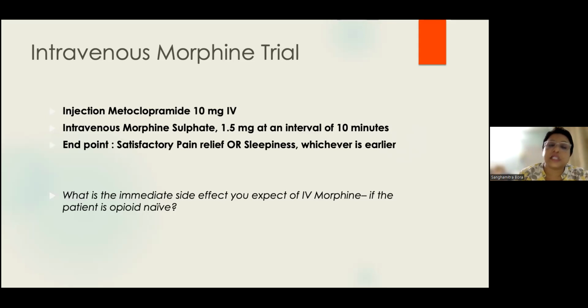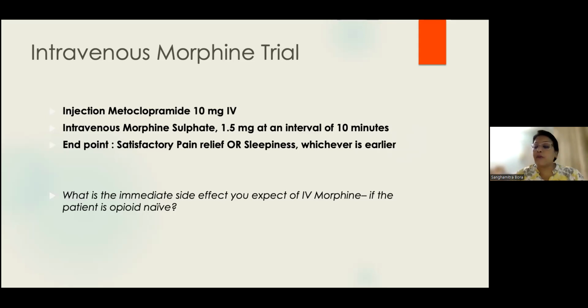It has to be a satisfactory pain relief or sleepiness, whichever is earlier. Now, we cannot actually take it for granted that the patient will be responding to morphine. It might also happen that the patient doesn't at all have pain relief, but he becomes drowsy. The reason behind is that only 45% of all pains are morphine responsive. So we have to take these facts into consideration and then go ahead with the IV morphine trial.